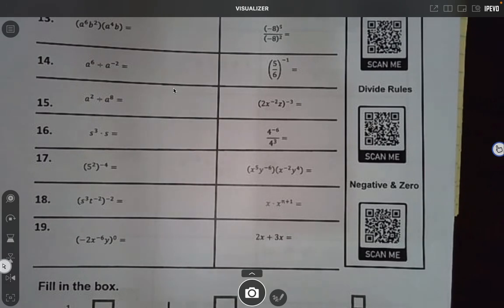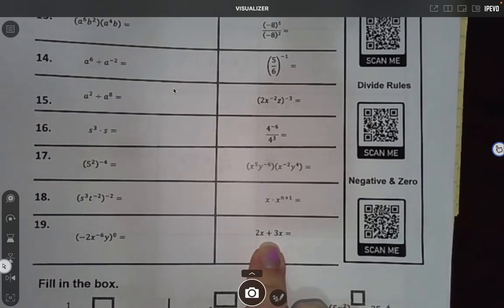Let's see. No, I won't do all of them. Y'all just pick a few. Do y'all know what 2x plus 3x is? Hold on. 5. Sure. Very good, thank you. I was worried some of y'all might not get that one.